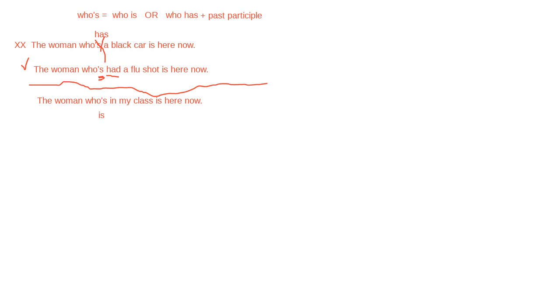And down here at the bottom, we have the woman who's in my class is here now. Who's in my class? Who's, who has? In this case, we're using the be verb is. The woman who is in my class is here now. And this one is good. This is a correct way to also use whose. We can use is as the only verb. We don't have to use it with a participle or another verb after it. So a good check mark as well.